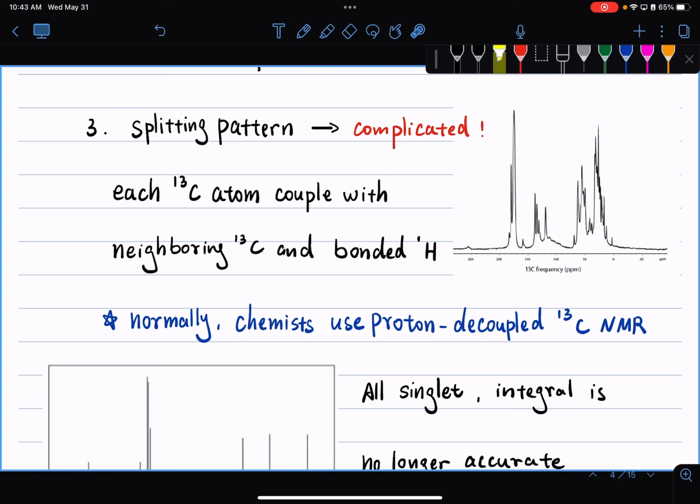But it's complicated, because not only do you have carbon-13 around that atom to create the splitting pattern, you also have the hydrogen atoms around it to couple with that peak. So that's one of the things we're talking about when we say coupling. That's the first time we mentioned coupling.